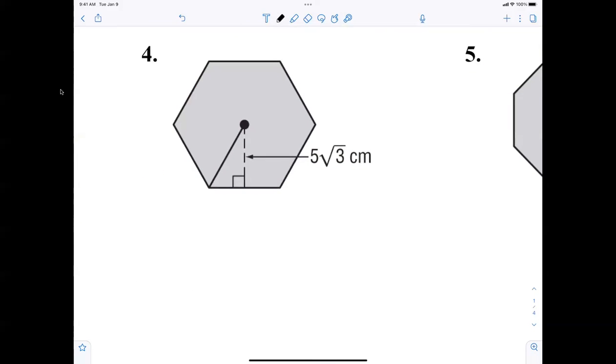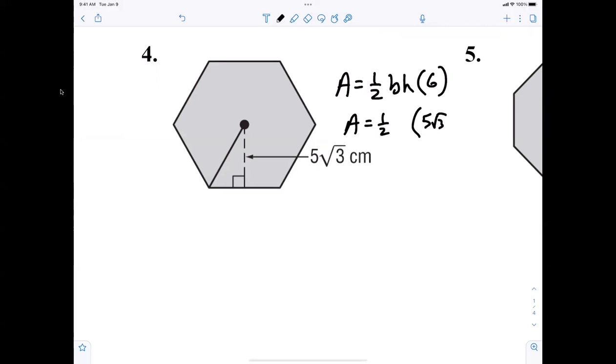Now, with question number 4, this is a what? 30, 60, 90. It's a 30, 60, 90. It is a hexagon, right? 6 sides. A hexagon is unique because it divides into equilateral triangles. So once again, I would like everybody to say area equals 1/2 base times height, this time times what? Times 6. Exactly. So now I can say area equals 1/2. I don't know what the base is, but I know what the height is. The height is 5 radical 3 times 6.